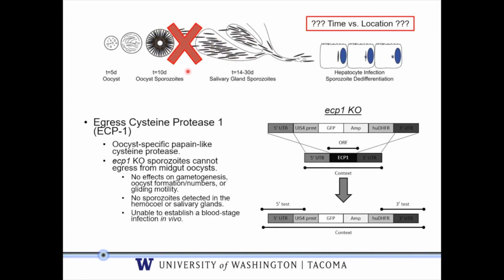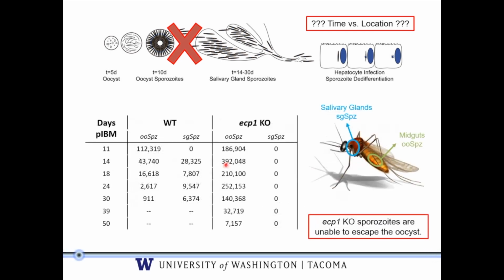To get at this question, we needed a way to artificially age the sporozoites within the oocysts, effectively preventing them from ever getting to the salivary glands. In order to do that, we actually knocked out an egress cysteine protease from the genome of these malaria parasites, creating the ECP1 knockout. And these parasites simply could not egress from their oocysts. In other words, while mosquitoes infected with wild-type parasites would actually see oocyst sporozoites as well as sporozoites within their salivary glands, these mosquitoes, when infected with ECP1 knockout parasites, you just simply never saw those parasites in those salivary glands. They were trapped permanently within those oocysts in the midgut.